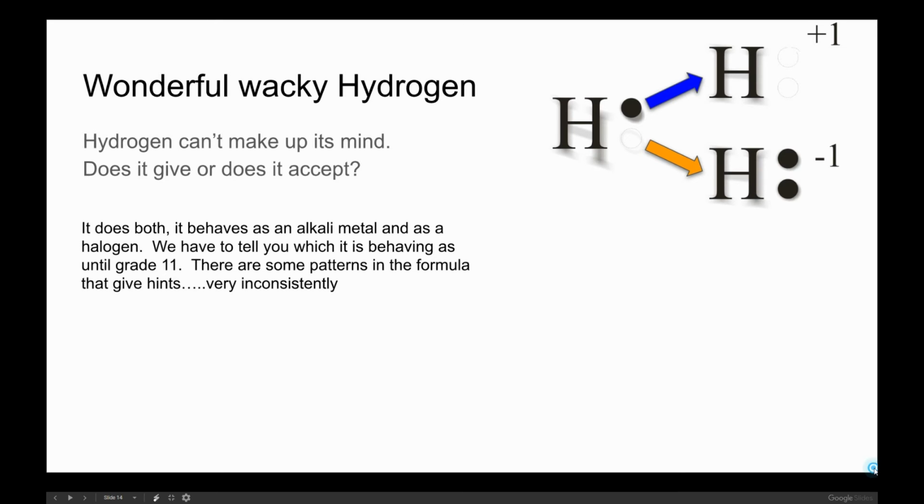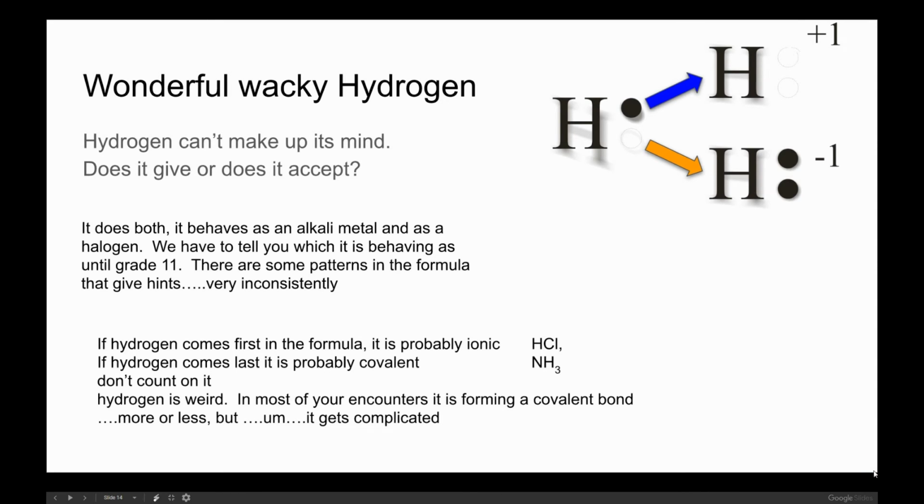And you get into grade 11 before we really get into that. There's a slight hint that is absolutely irrelevant to you in grade 9 and 10, because we'll tell you what we want. But the odds are, if hydrogen leads the formula like HCl, then hydrogen is behaving like it is on the left side of the atomic table, like a metal, like lithium and sodium underneath it. But if hydrogen is written on the right side of the formula, like NH3, then hydrogen is behaving like it is on the right side of the table, with fluorine and all its friends underneath it.